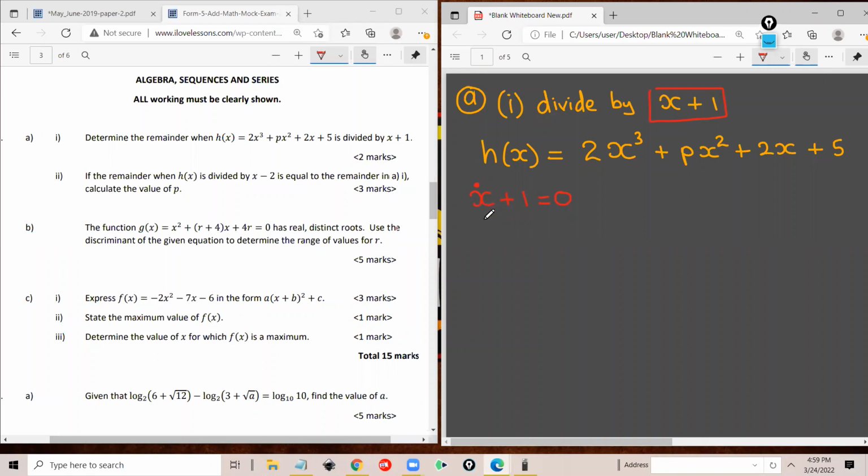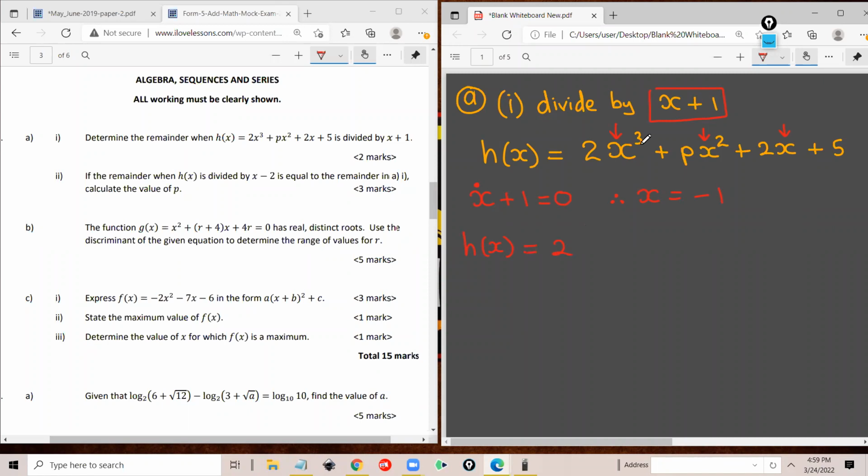So if we solve for x here, we're going to get minus 1. To find the remainder now, you're going to go to the function that they give you, and replace all the x's that you see here with minus 1. Be real careful: when you're throwing away the x and replacing it with the value, please put it in brackets.